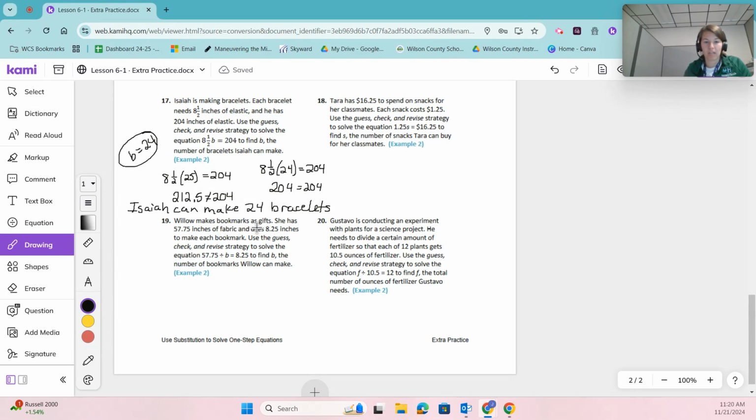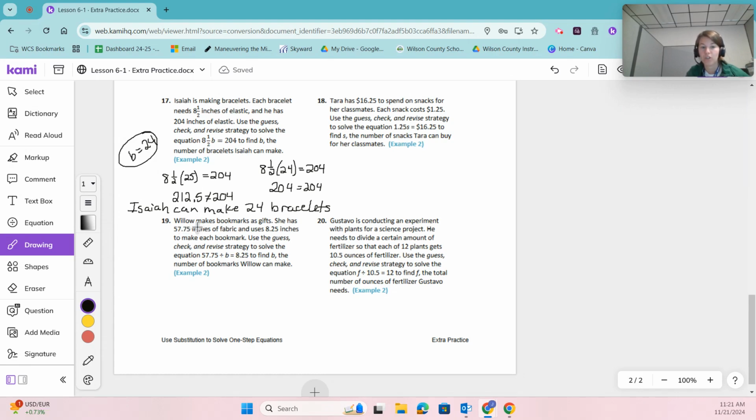Willow makes bookmarks as gifts. She has 57.75 inches of fabric and uses 8.25 inches to make each bookmark. Use the guess and check and revise strategy to solve the equation 57.75 divided by b equals 8.25 to find b, the number of bookmarks Willow can make. So b again stands for the number of bookmarks, okay? And we're doing 57.75 divided by some number equals 8.25.